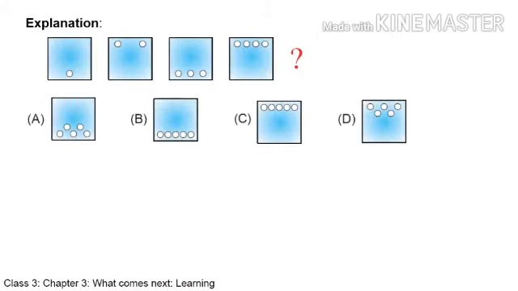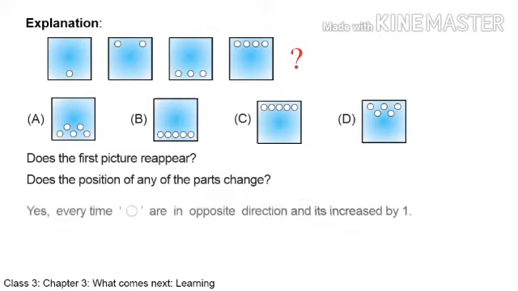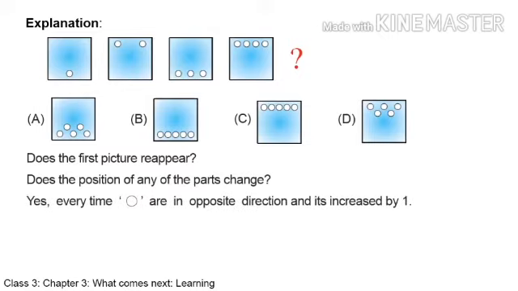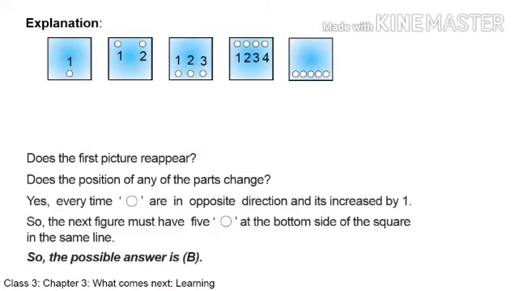Look at these figures in the series. Does the first picture reappear? Does the position of any of the parts change? Yes, every time the circles are in the opposite direction and the number is increased by 1. So the next figure must have 5 circles at the bottom side of the square in the same line. Hence, the possible answer is option B.